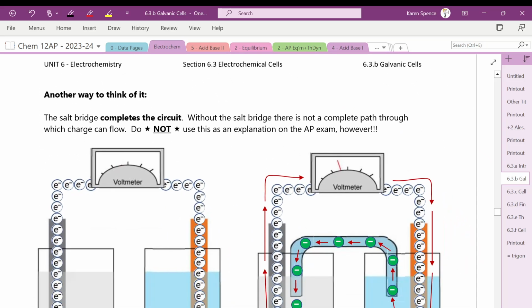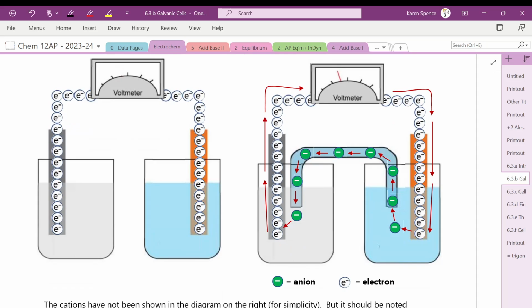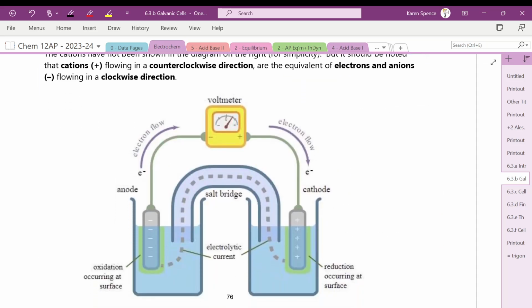Here's another way to think about it, but do not explain it on the AP exam. They will not accept "a salt bridge completes the circuit." That is not an acceptable answer. That's been in the chief reader's report. However, for my own mind, it just makes sense to me. I only have a half circle here, right? And everything gets stuck. Here, I'm completing the circuit, but don't write that. I should not have even put it in there, but whatever.